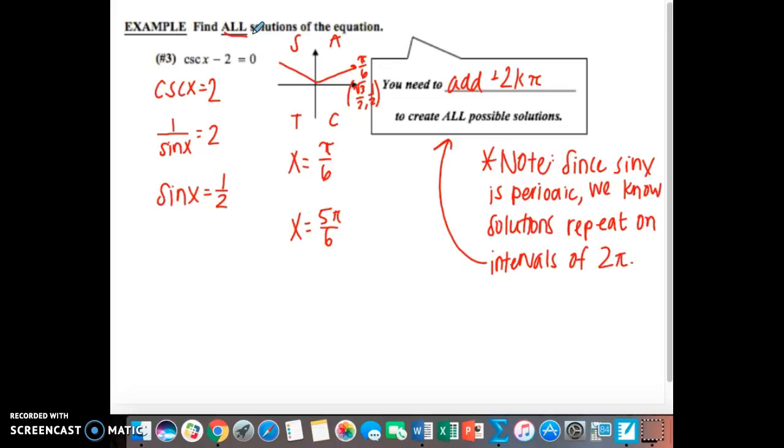So our final answers would be x equals pi over 6 plus 2k pi, and x equals 5 pi over 6 plus 2k pi. So those are your final two answers.